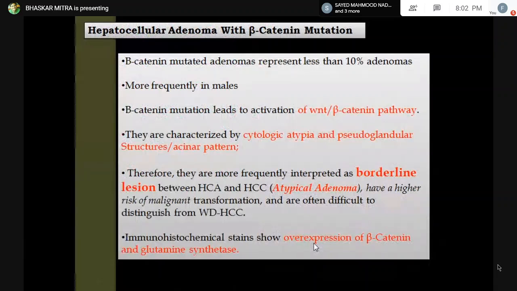Now, the beta-catenin mutated one is more common in males. It activates the WNT beta-catenin pathway and shows characteristic cytological atypia and a pseudoglandular or pseudoacinar pattern, as the morphology tends towards formation of a hepatocellular carcinoma. Therefore, some people call this a borderline lesion and a missing link between hepatocellular adenomas and hepatocellular carcinomas. Some also call them atypical adenomas because they have a higher risk of malignant transformation.